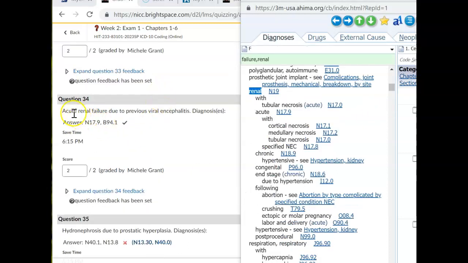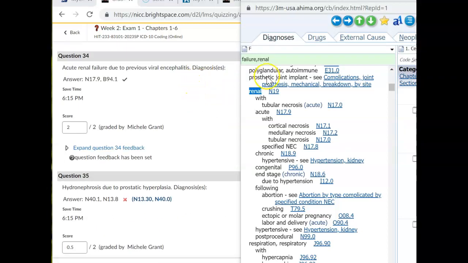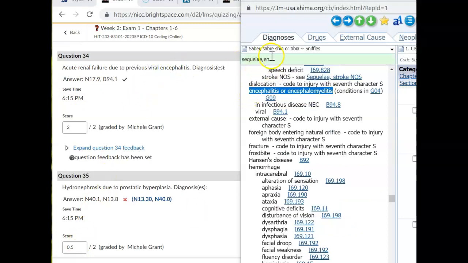Okay, so question 34, we have acute renal failure due to previous viral encephalitis. Going to be kind of the same route that we just did up here. I am going to go to failure, renal, all right, and it is acute. So it's going to take me down to N17.9. So I went ahead, my first main term, sequela. Then I'm going to go down to my subterm, encephalitis. Then I'm going to look at viral, which is going to be B94.1.